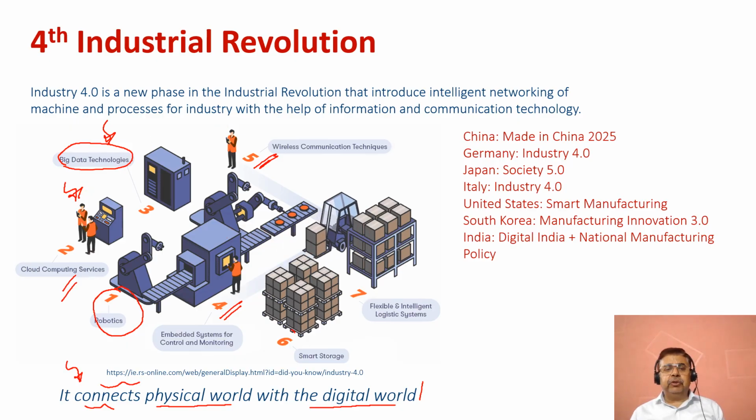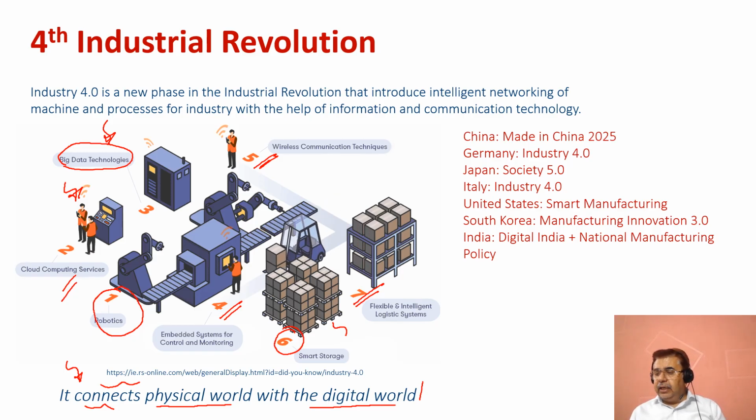Now, coming to the storage part, these items are stored in an organized and automated way. The system here knows where everything is and manages space well. Moving ahead, next we have flexible and intelligent logistic systems. These systems help move goods around efficiently, adapting to changes in orders or production.